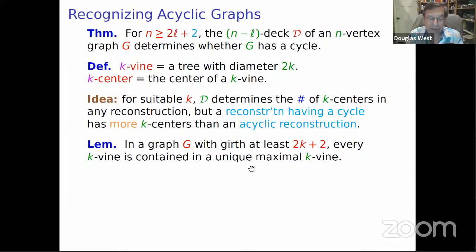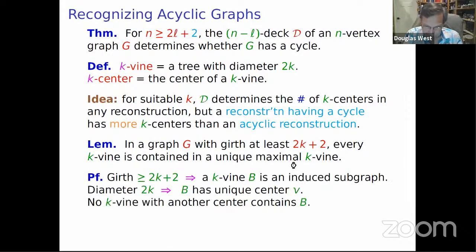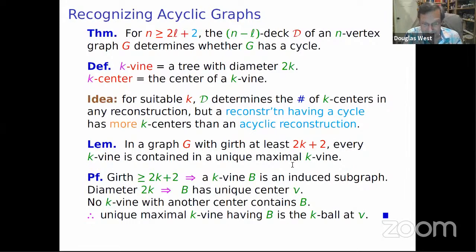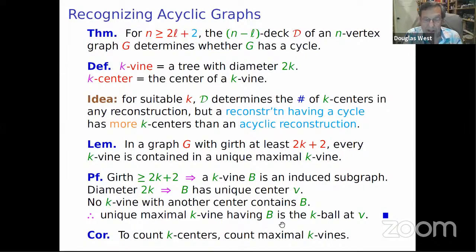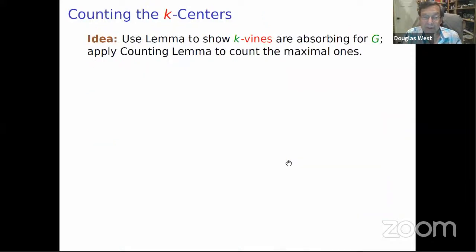So let me try to be brief about the details. If you have a graph with girth at least 2k plus 2, every k-vine is going to be contained in a unique maximal k-vine. It's easy, but I'm running out of time, so I won't tell you the details. And what that means, if we want to count the k-centers in the reconstruction of a graph, all we need to do is count the maximal k-vines. There will be a one-to-one correspondence between the k-centers and the maximal k-vines. And you see this comment about being contained in a unique maximal k-vine. That's what we need to apply the counting lemma.